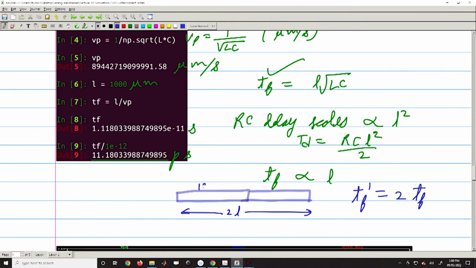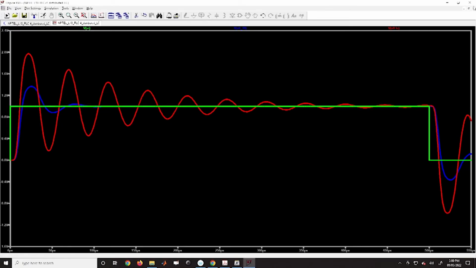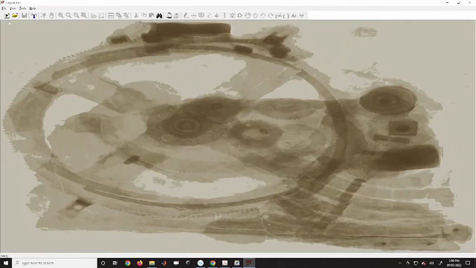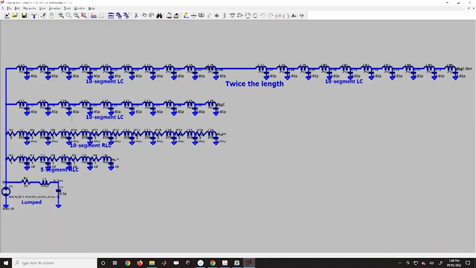For that, I will extend the length of this interconnect. I had 10 segments. I will add another 10 segments here, while keeping the values of each element the same. So I am not breaking the interconnect into 20 segments now. I have already made the circuit. I had these 10 segments, the values I have kept for R, L and C of each element are the same, but I have included 10 more segments. So this one is twice the length.